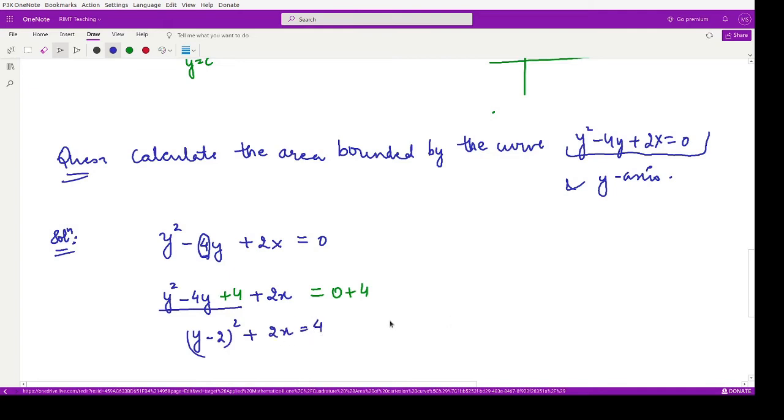So you could write this curve as y minus 2 whole square is equal to minus 2 into, you can shift this term to the right hand side, so you would have 4 minus 2x. So this is the curve that you obtain. Now this is the equation of a parabola.